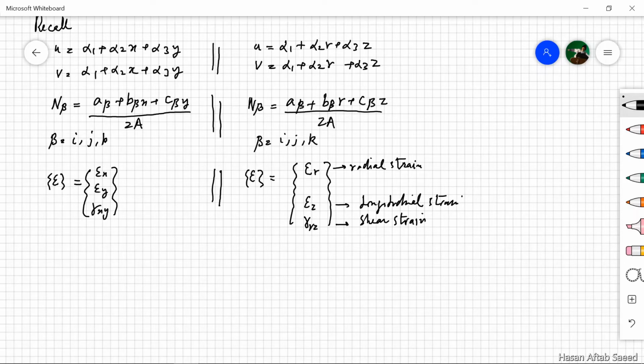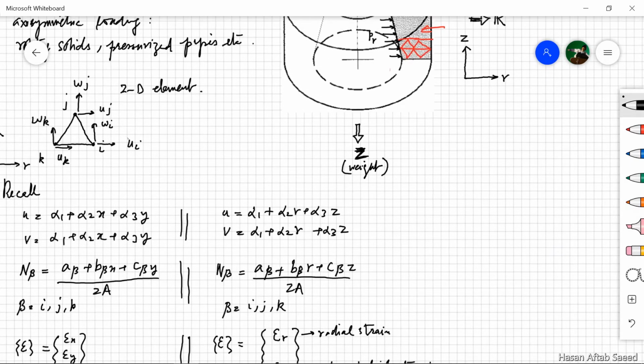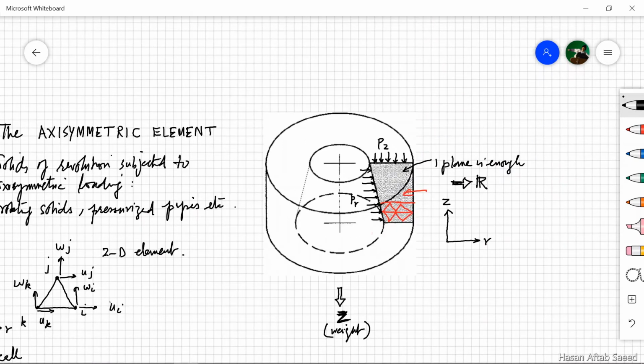But there's one more component of strain that is new for this element that didn't exist in the plane stress or plane strain situations, and let's see what that is.